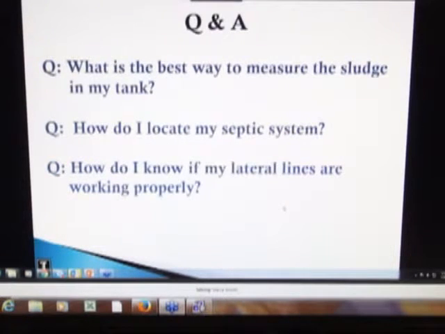Okay, and how do you know if your lateral lines are working properly? Is there any good way to actually figure that out? That seems like a tough one. Well, no, there's not a real good way. How you can kind of judge it is to dig up the outlet side of your tank and just make sure the baffle is there. The baffle is actually the most important part of the septic tank, the outlet baffle, that is, in my mind, because what that does is keep the solids from floating out into your drain field and plugging it up.